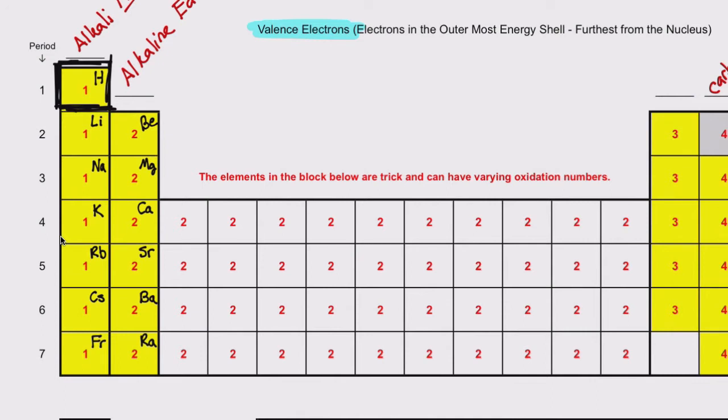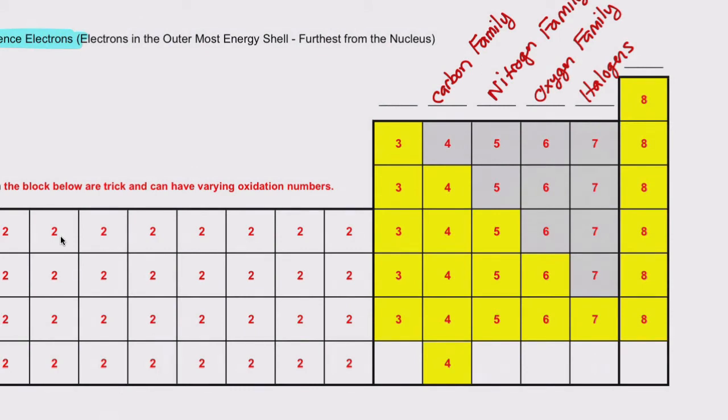These elements here all have 2. That's what makes them a family. We do not look at the middle block. They're really weird, so we're not going to even look at those. Now look over here at the other side of the periodic table. All of these elements here where you have aluminum, boron, they all have 3, hence the reason they're a family. And 4 in the carbon family, and 5 in the nitrogen family, and 6 in the oxygen family, and 7 in the halogens. Then there's the noble gases, and they have 8.